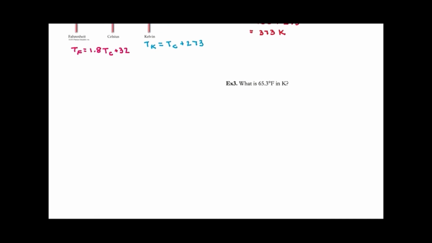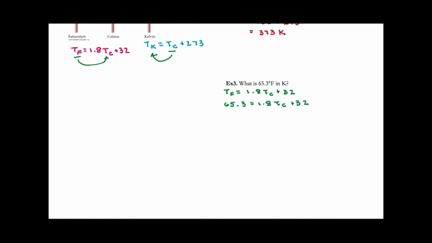What is 65.3 degrees Fahrenheit in Kelvin? Well, for this problem, I can't go directly from Fahrenheit to Kelvin. I'm going to have to go from Fahrenheit to Celsius, and then from Celsius into Kelvin. So let's do that. I'm going to use my Fahrenheit formula. TF equals 1.8 times TC plus 32. When I plug this in, my temperature in Fahrenheit is 65.3, equals 1.8 times TC plus 32.